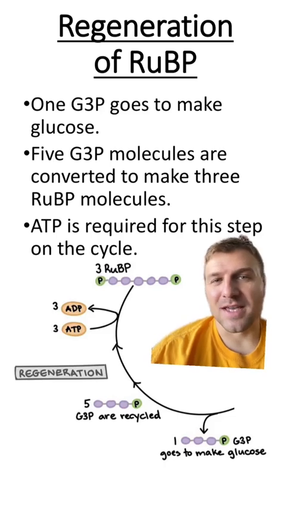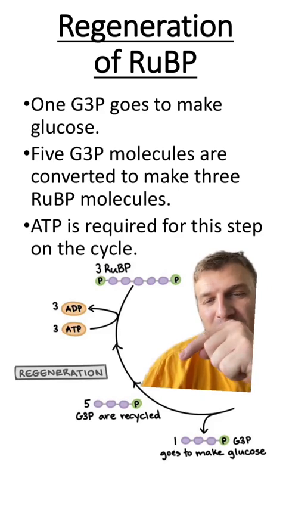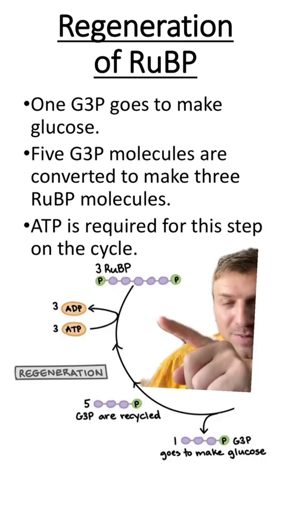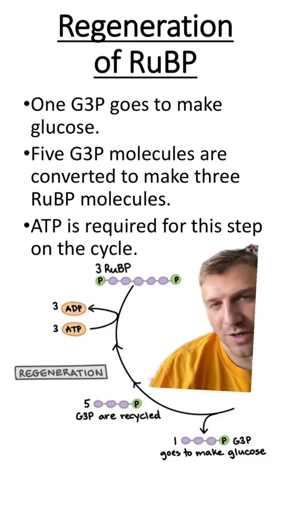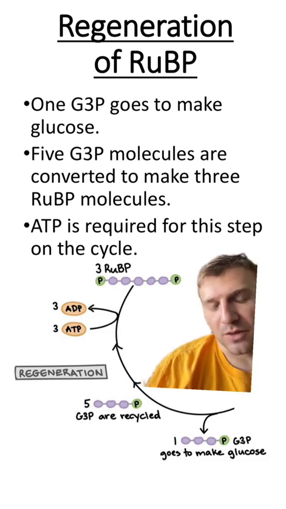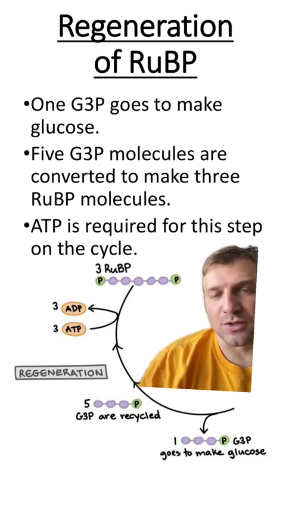In the last main step of the Calvin cycle, we're going to regenerate RuBP. We do this by changing the G3P molecules into RuBP by using ATP. And again, there are other enzymatic reactions that are occurring here, but we don't need to know those. This process remakes RuBP to keep this Calvin cycle going. Now, you might have noticed that one of these G3P molecules is going to go do something different.